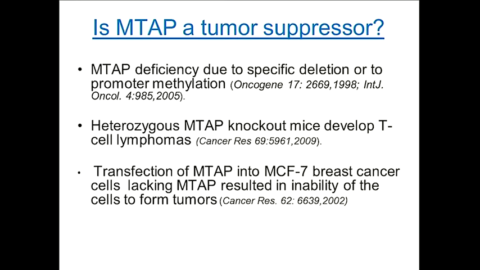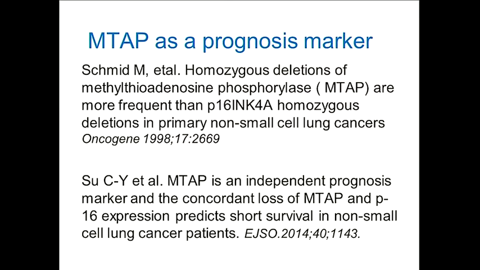And there's also data that shows that homozygous deletion of MTAP is more frequent than p16 homozygous deletion in non-small cell lung cancer. A recent paper shows that it's an independent prognostic marker, and the concordant loss of MTAP and p16 expression predicts short survival in non-small cell lung cancer. So clearly it has an important function as a tumor suppressor.